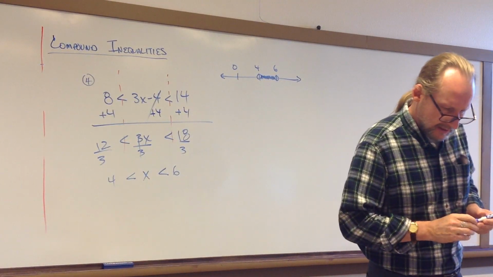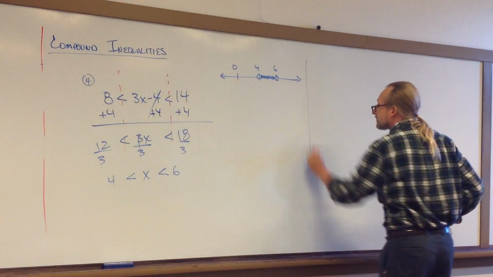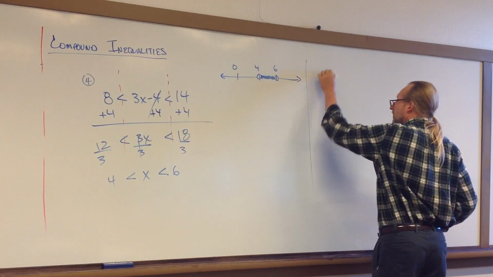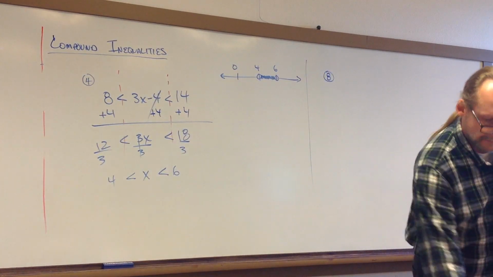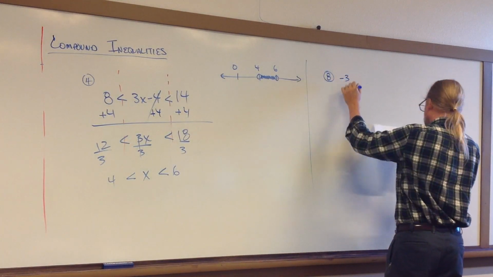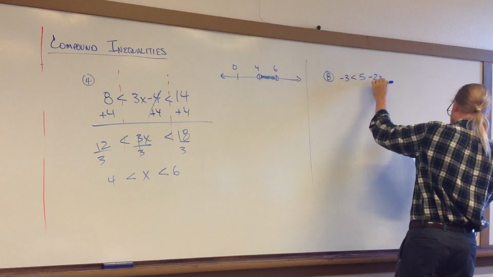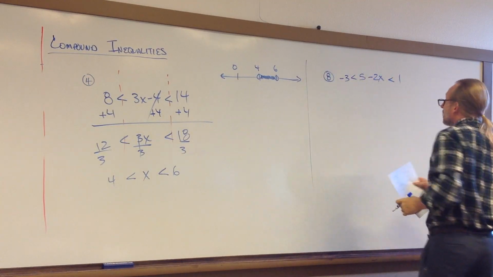All right. Let's see here. What else? Problem 8. -3 less than 5 minus 2x less than 1.